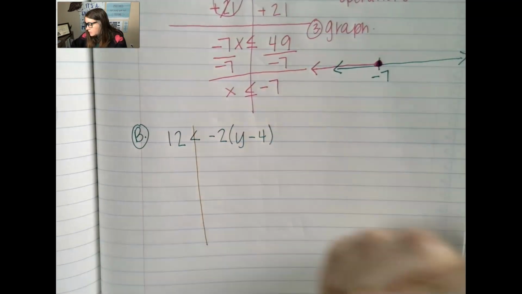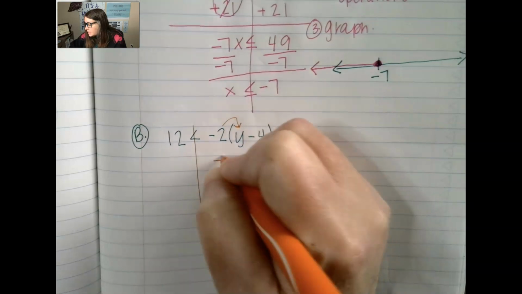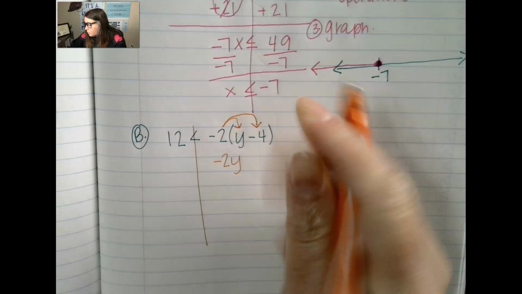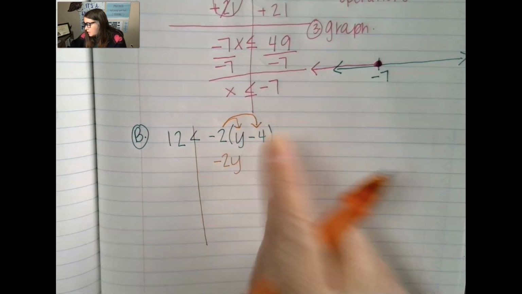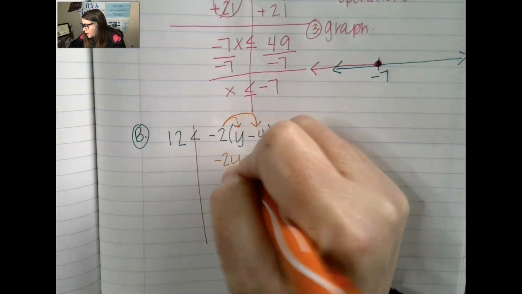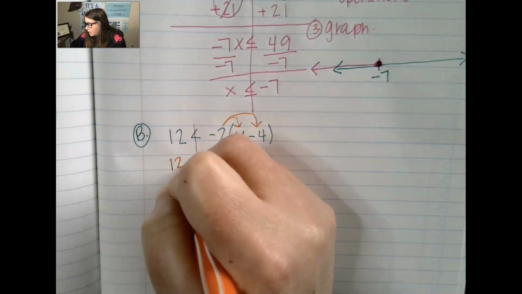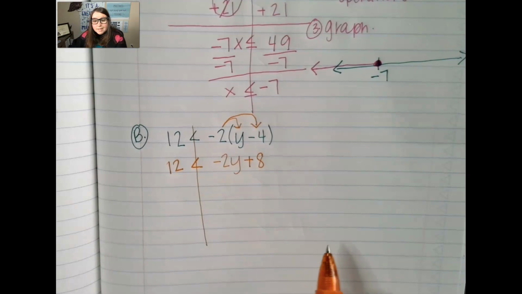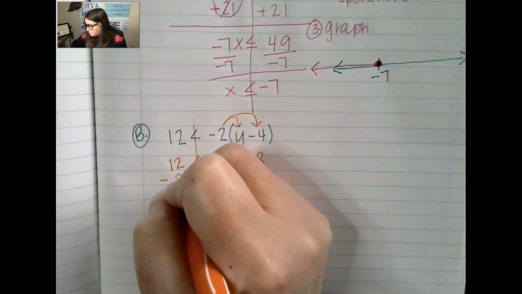So we're going to draw our balance line. We're going to distribute. Negative 2 times y is negative 2y. Negative 2 times negative 4. Remember to keep the sign with that. So negative 2 times negative 4 gives us a positive 8. Less than and 12. Okay, now we're ready to solve using 2 steps. First, I'm going to remove 8.